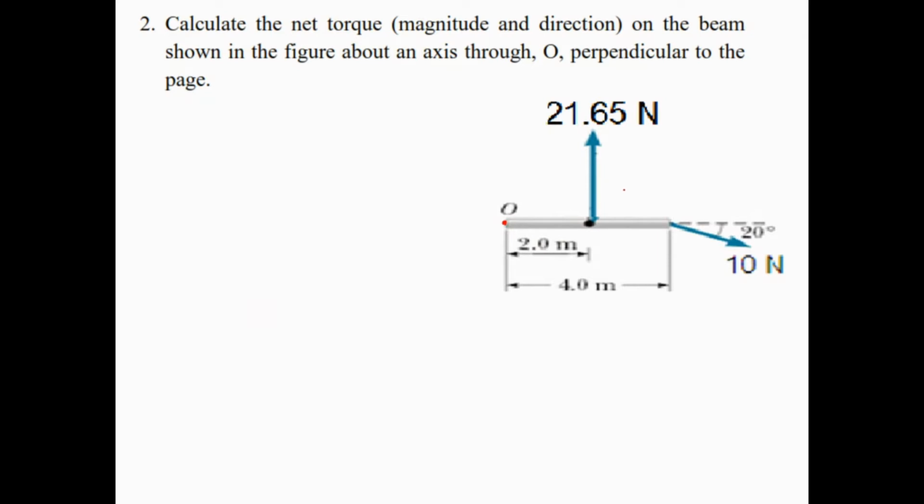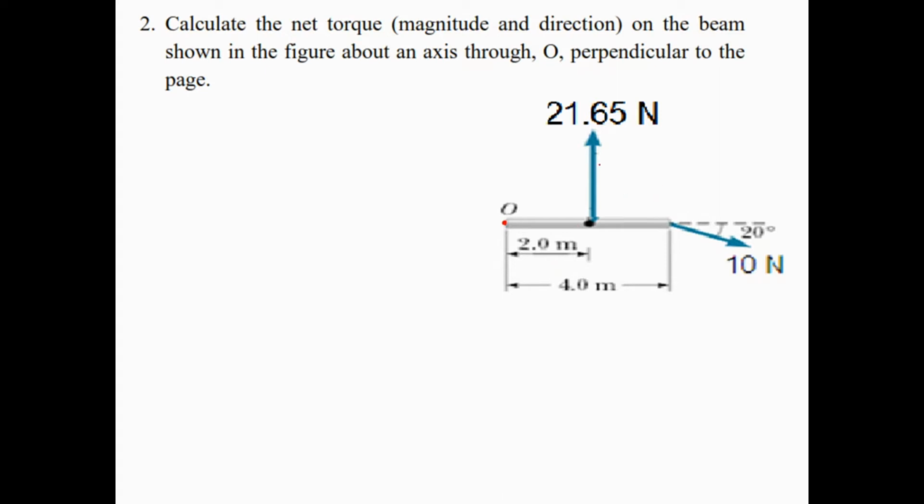There are two forces. One is in the upward direction, which is 21.65 Newton, and the other force you are going to apply is 10 Newton at an angle of 20 degrees. And the total length of the beam they mentioned as 4 meters. From the center of the beam to the axis of rotation, it's half of the length, which is 2 meters. So now we have to find the net torque.